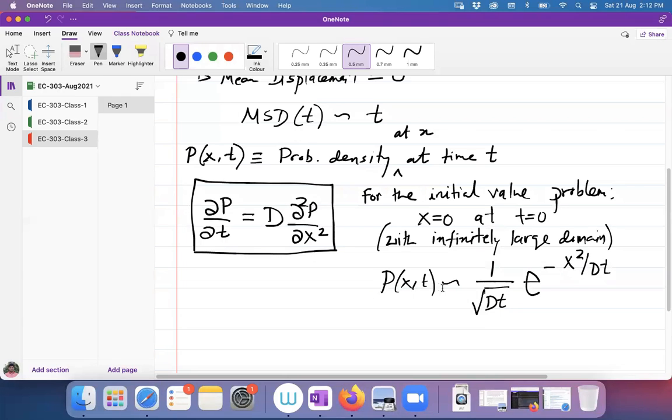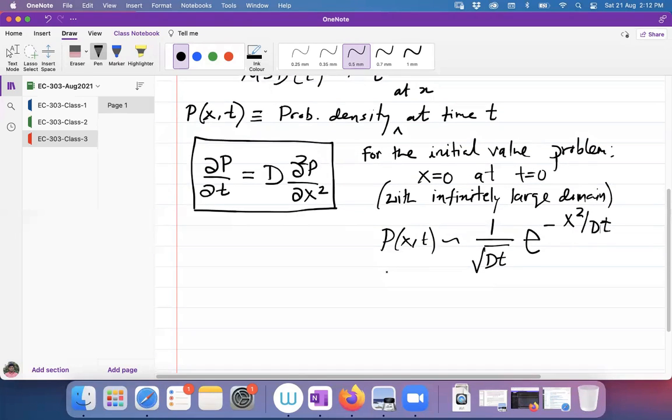I have written this symbol, not equals, but a similar symbol, to indicate that I have not written all the coefficients correctly. There is either a 2 pi or a 4 pi coefficient here. Likewise, there is either a 2 or a 4 coefficient here. If you just plug this equation back into the diffusion equation, you will be able to find out exactly what the coefficients are. So this really told us how the probability of the animal being at location x changes with time.